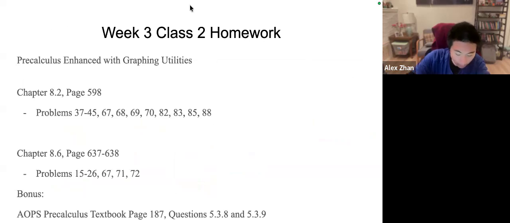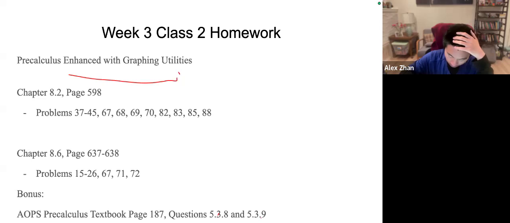Now basically the class has ended. We've gone over many important concepts today, including ellipses, 3D coordinates, and all of that. We have quite some practice problems here. First of all, there's a Precalculus enhanced, and then the bonus from the AoPS Precalc textbook as well.